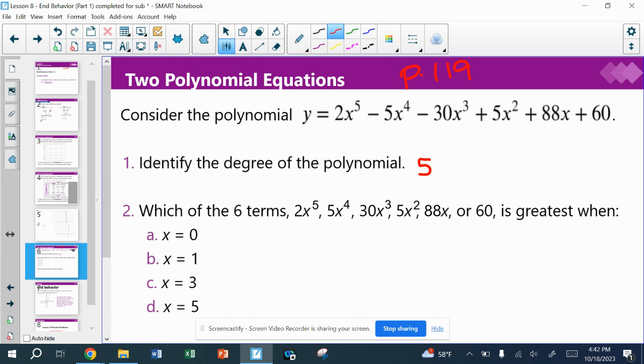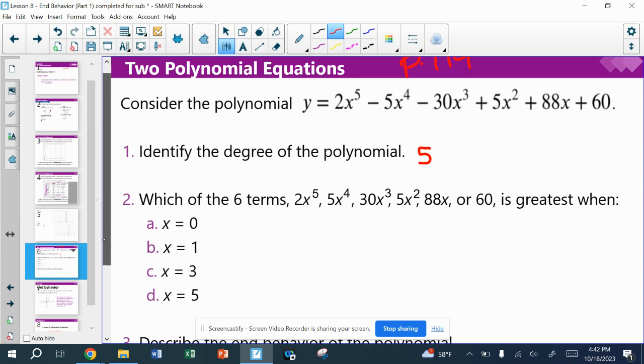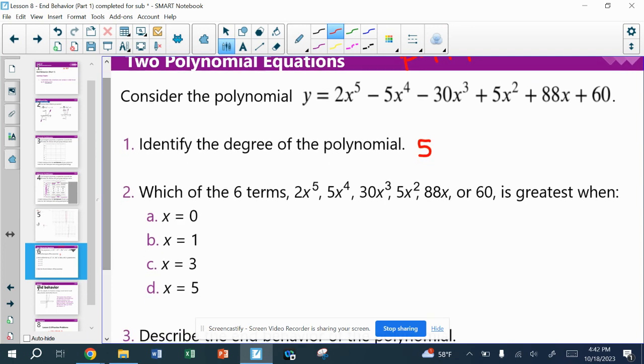For number 2, it says which of those 6 terms is the greatest when we substitute in these different values. So I want to put in 0 for x, or 1 for x, or 3 or 5. When I put in a 0, well, that's kind of nice because it would make this equal to 0, make this equal to 0, make this equal to 0, because if the x is 0, the whole term is equal to 0. So actually the 60 would be the greatest in that case.